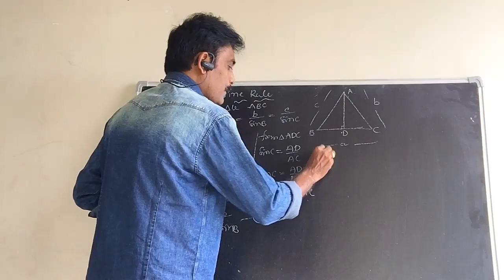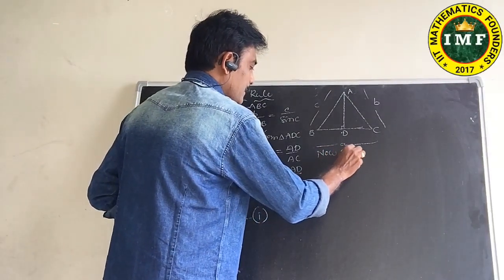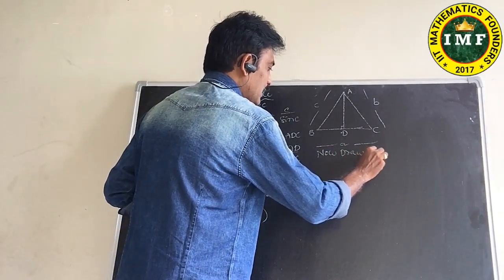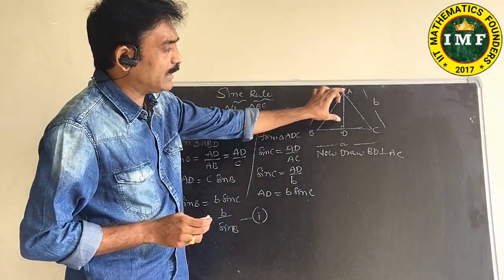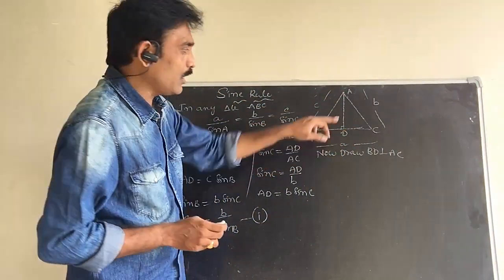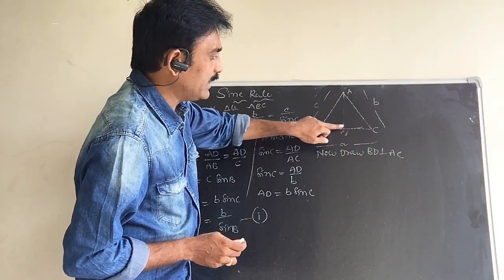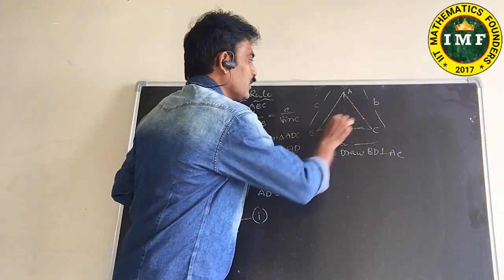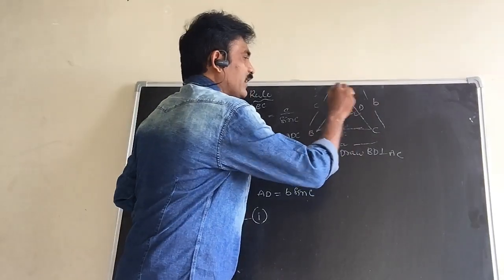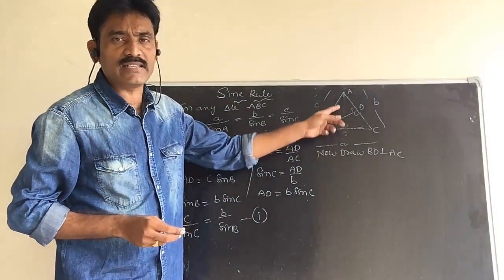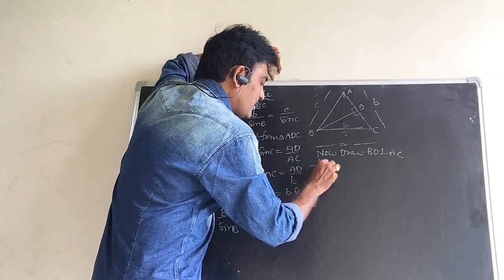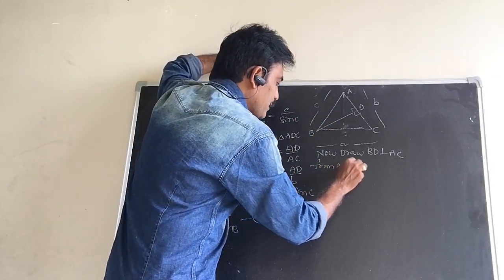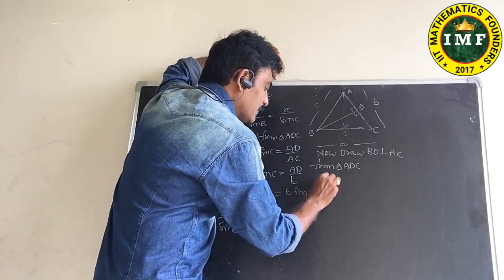Now I am taking BD perpendicular to AC. Before, we drew AD perpendicular to BC, right? Now I am taking BD perpendicular to AC. Then we can find two right angle triangles here, right? Take the first triangle, ADB, and apply sine of angle A.